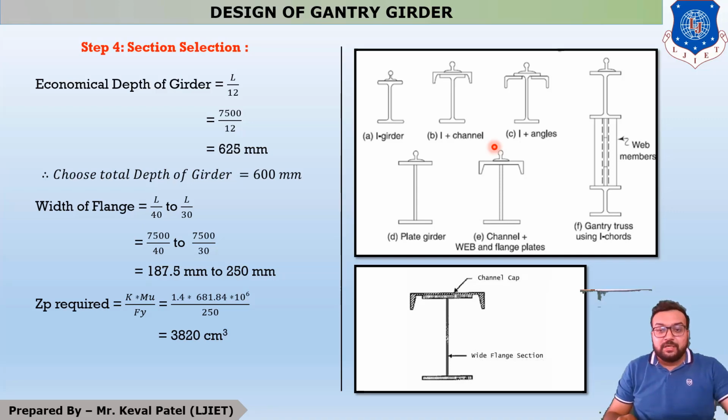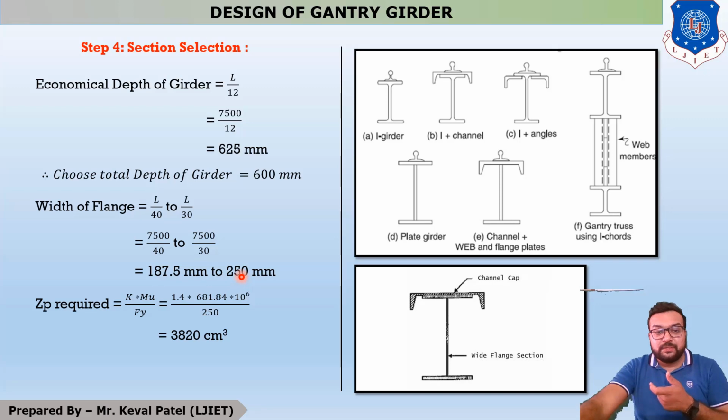Okay, so students, let us start our step number 4, which is the section selection. In the section selection step, our maximum depth of girder is 600 mm. Now, second is width of flange. The range of width of flange is L by 40 to L by 30. Again, if your span of gantry girder is 7.5 meter, then L by 40 to L by 30 is 187.5 mm to 250 mm.